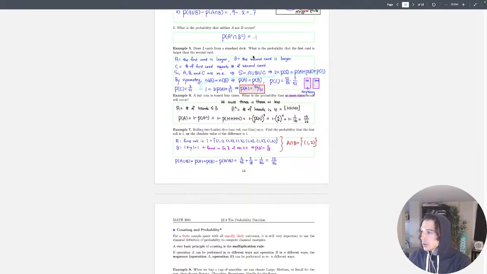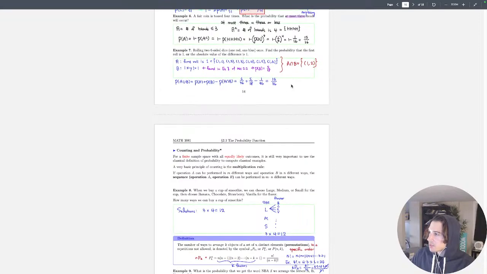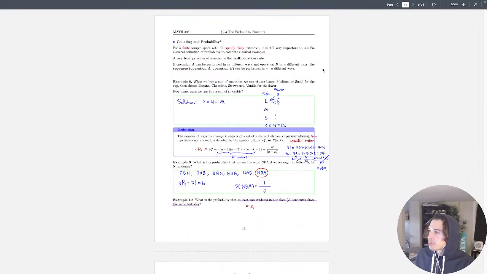Cool. So speeding through some of these other examples, counting and probability. For a finite sample space with all equally likely outcomes, it is still very important to use the classical definition of probability to compute classical examples. A very basic principle of counting is the multiplication rule. If operation A can be performed in m different ways and operation B in n different ways, the sequence, operation A, operation B, can be performed in m times n different ways. Makes sense. A very intuitive way to grasp this is with these trees.